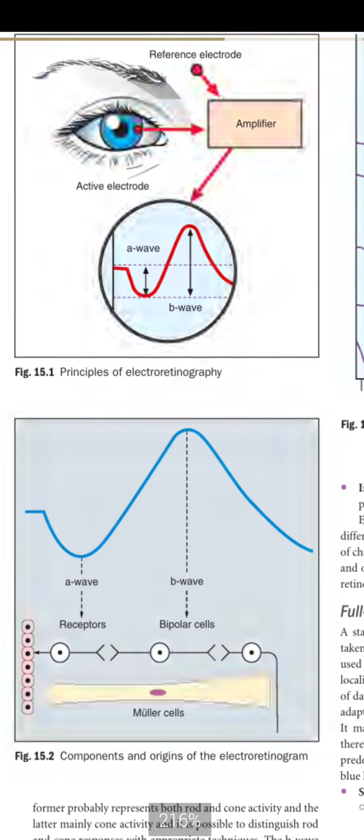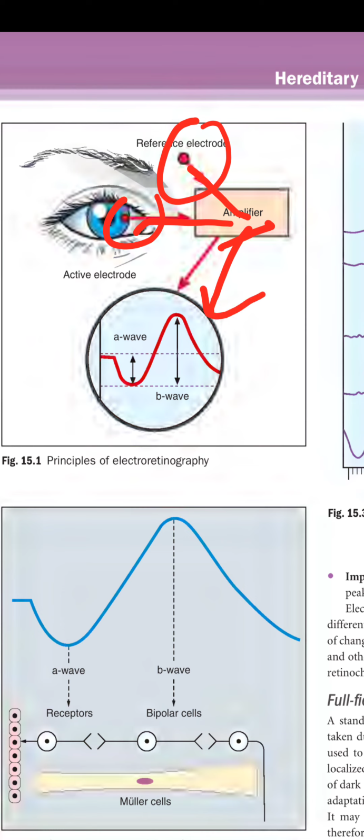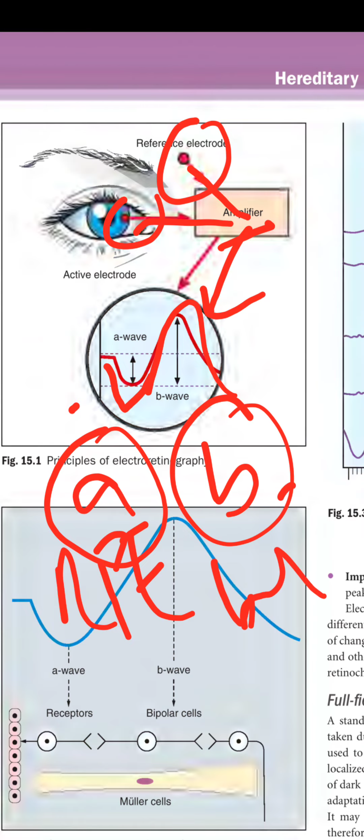It is showing us an electrode placed in front of the cornea, and a reference electrode, and then the potential between them is generated, amplified and recorded. So this displays a graph. There are waves known as the A wave and B wave. The A wave is a negative wave, whereas the B wave is a positive wave. The A wave is generated by the photoreceptors, and the B wave is generated by the bipolar cells.